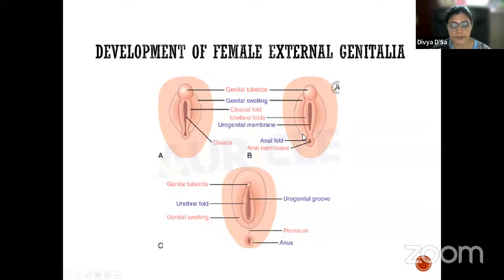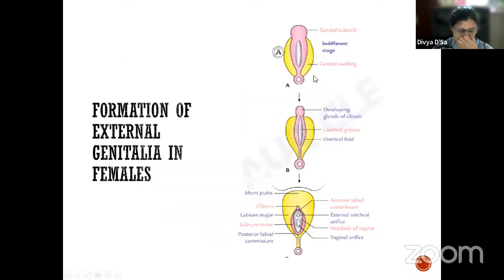Lastly, coming to the development of the female external genitalia. So the female external genital organs develop from the indifferent stage. Here again, we have this genital tubercle, these are the urethral swellings and these are the genital swellings. This is the indifferent stage. So this genital tubercle, in males, forms the penis, but here it forms the clitoris. The genital tubercle elongates only slightly to form a small phallus, which bends and later forms the clitoris. The clitoris does not contain urethra.